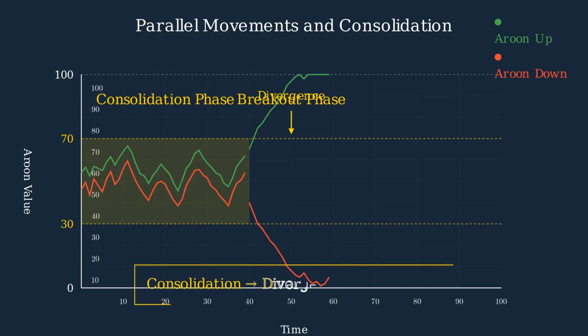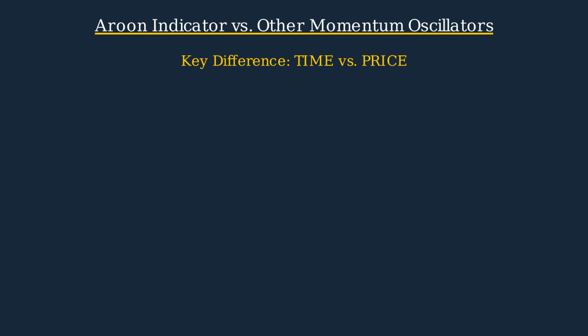Remember that the transition from parallel movement to divergence is a key pattern to watch for when using the Aroon indicator. The Aroon indicator differs from other momentum oscillators like RSI or MACD in a fundamental way. While most momentum oscillators focus on price changes, Aroon's primary focus is on time.